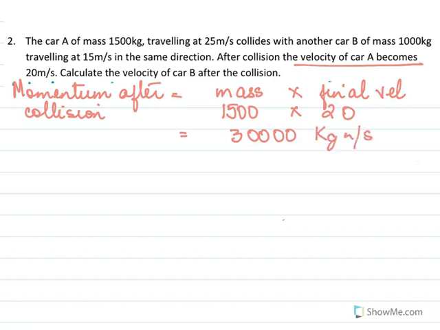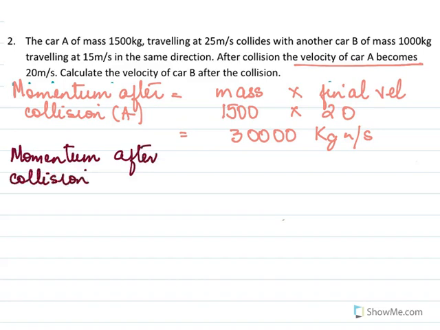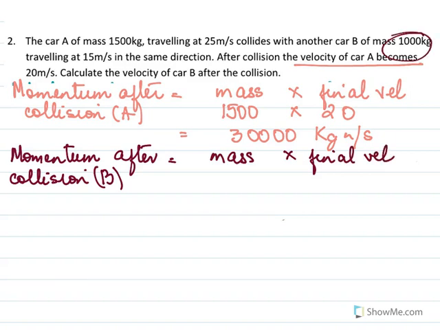This is for A. This is what we found now, the momentum of A after collision. Now we'll find the momentum after collision of B. So to find that, it will be mass into final velocity. Now the mass of B we know is 1000 kgs, but the final velocity we need to find. That is the question, the final velocity, and we'll take it as x. So it will be 1000x.